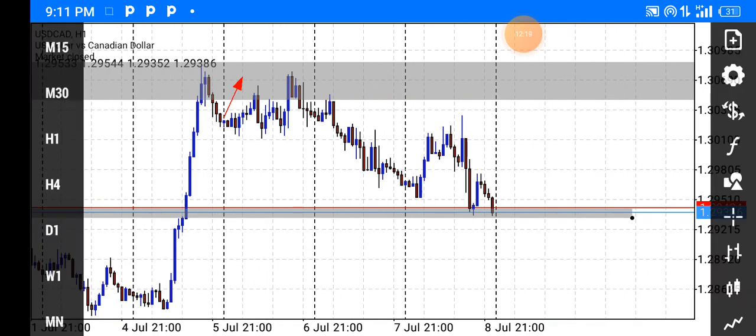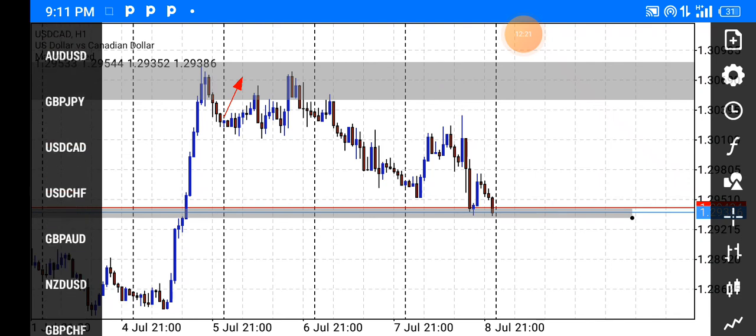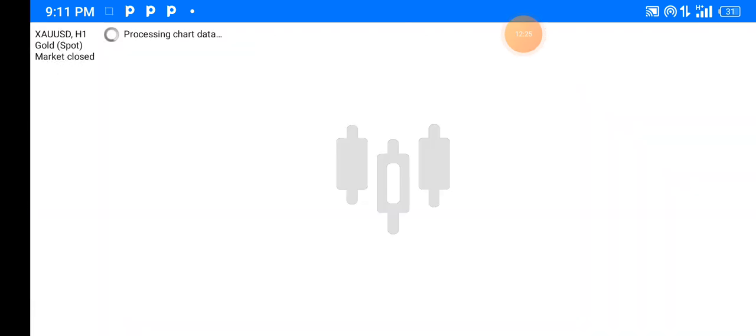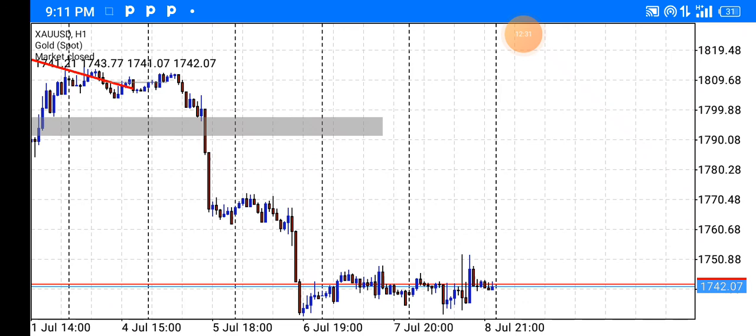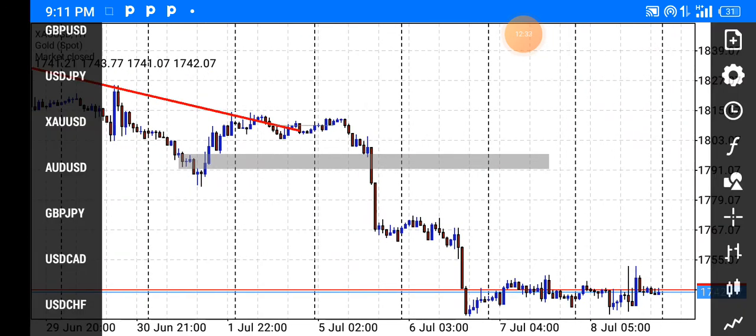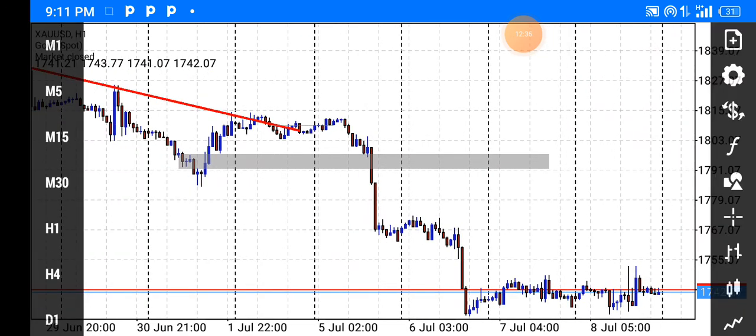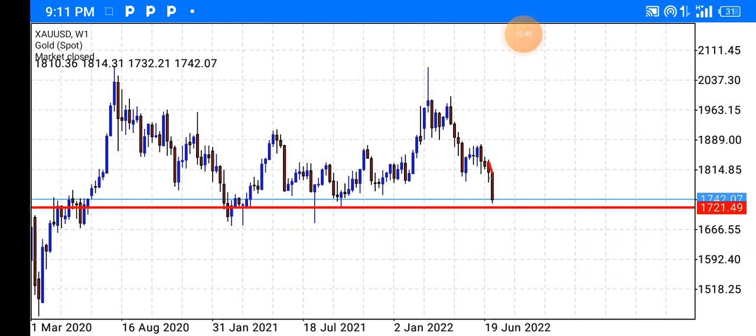So let's go down to gold. Let me see what gold is having for us today. What can possibly be going on with gold? Let's just see how it's going to happen, what gold is going to give us. Going on the weekly time frame, let's see.